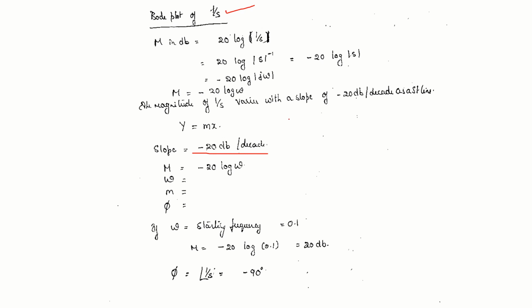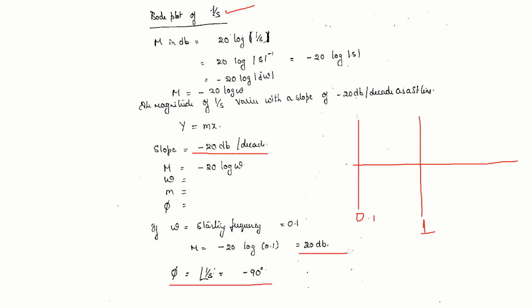Okay. What is the starting magnitude? If I put omega equal to 0.1, log 0.1 is minus 1, minus minus plus 20. So you'll get 20 dB. What is phase angle of 1 by S? Already you have studied in polar plot. Phase angle of 1 by S is minus 90 degree. Now you want to draw the Bode plot of this. So suppose this is 0.1 and this is, say, 1.